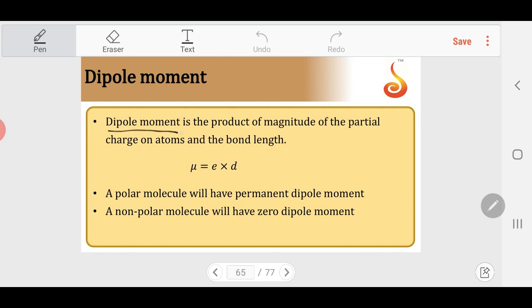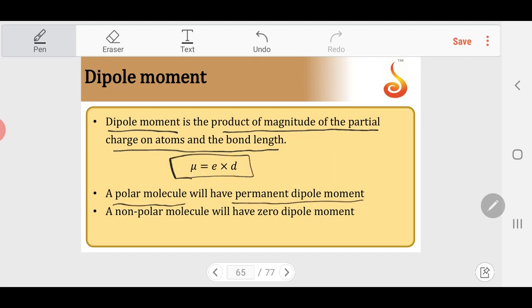Dipole moment is the product of the magnitude of the partial positive or negative charge on the atom and the bond length. So mu is given by e into d. A polar molecule will have a permanent dipole moment, and a non-polar molecule will have zero dipole moment. So the dipole moment measurement will be useful to find out whether the molecule is polar or non-polar.